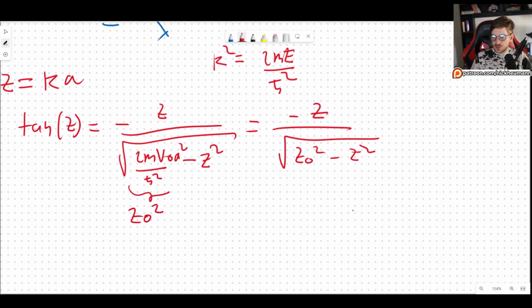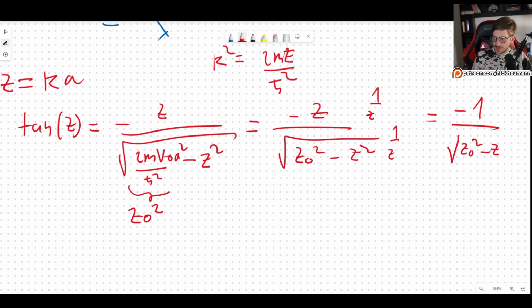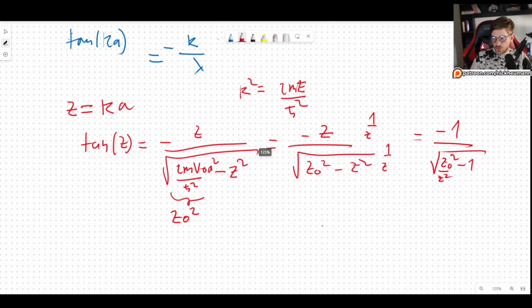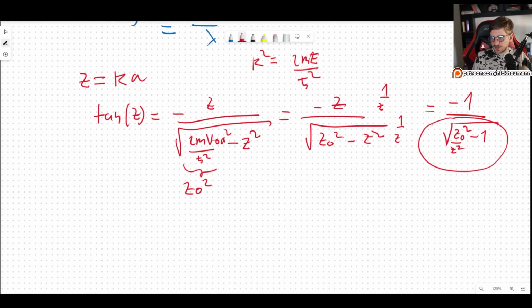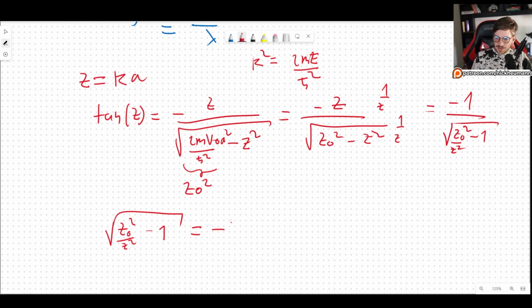Okay, and another thing we can do is multiply and divide by 1 over z, it will be squared once it goes inside the square root. So we get minus 1 over the square root of z0 squared minus z squared over z squared. So this part is simply 1. And finally, we can multiply by this on both sides and divide by the tangent on both sides, so that we get the square root of z0 squared over z squared minus 1 equal to minus 1 over tangent, which is cotangent of z.